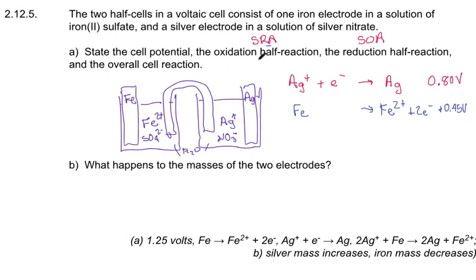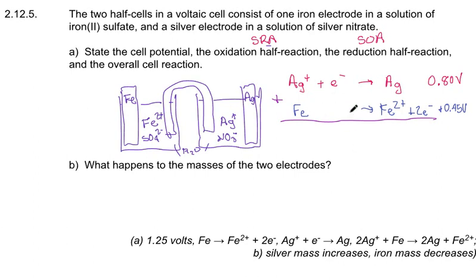So, oxidation half reaction, careful. The SRA, the iron, is the one that's getting oxidized. This is an oxidation reaction because the oxidation state goes up. The silver is a reduction half reaction because its oxidation state is going down from +1 to 0. So those are the two reactions. The overall cell reaction is what we get when we add these together. So we just add those two half reactions, or do we? Is it okay to add these?